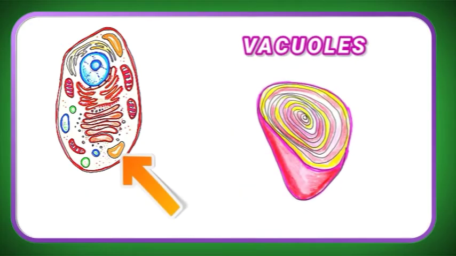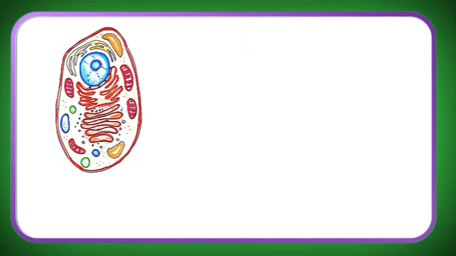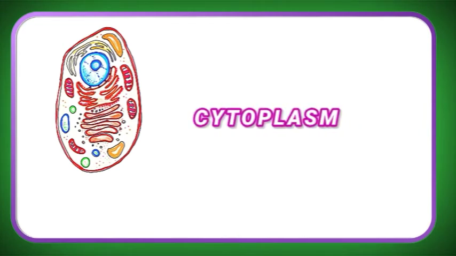Vacuoles are membrane-bound organelles. They may contain solids to store nutrients or waste products, or they can be filled with water containing inorganic and organic molecules. Cytoplasm is the name of all the remaining material within the cell that is enclosed by the cell membrane. It's made up mainly of water.